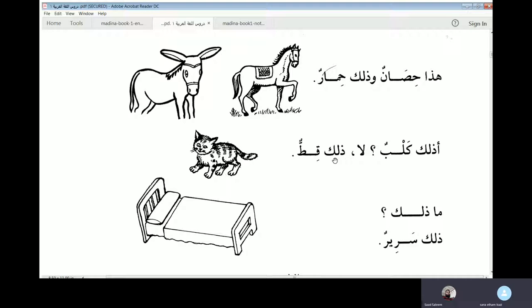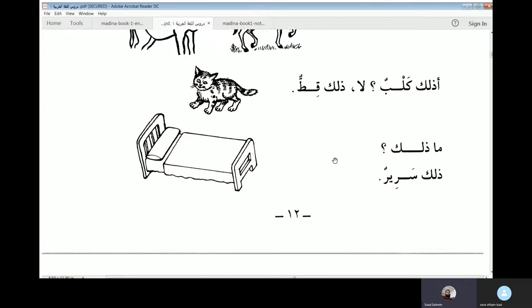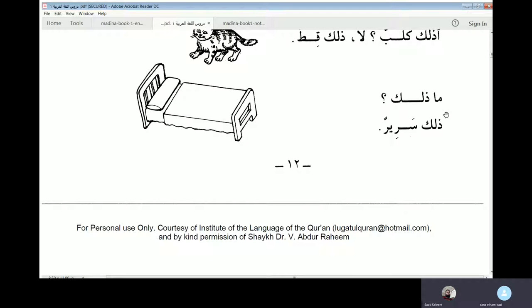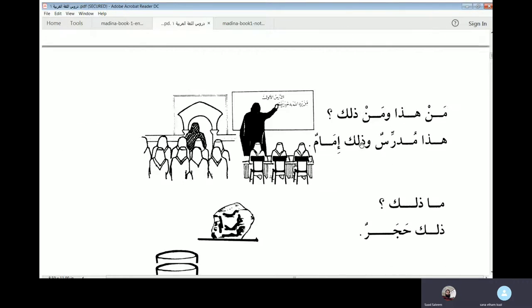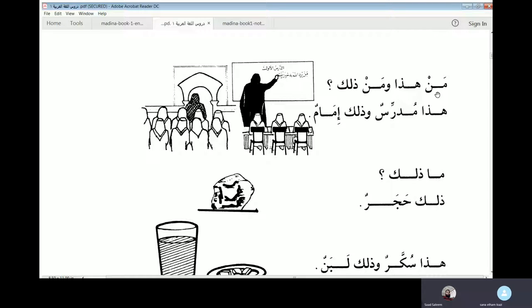Okay, Mr. Mujaddad. Ma zalika, what is that? Zalika sarirun. That is a bed. Man haza wa man zalika. Who is this and who is that?